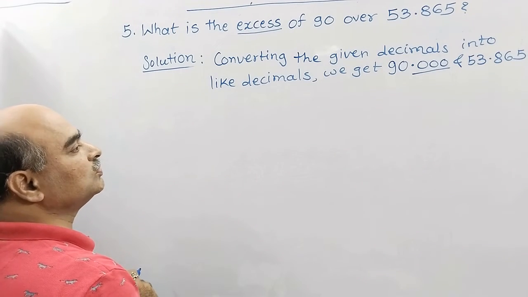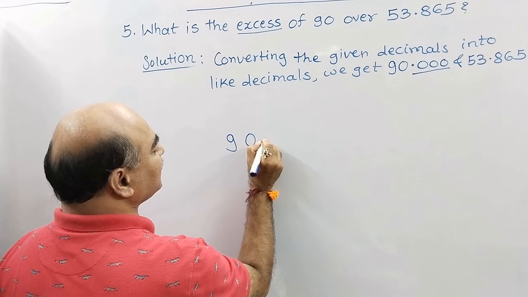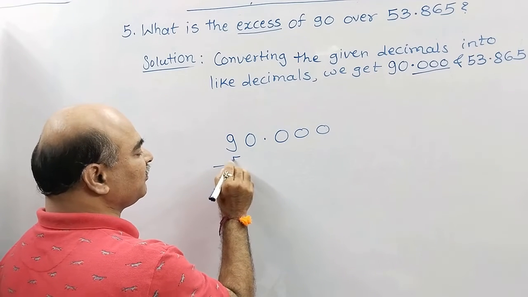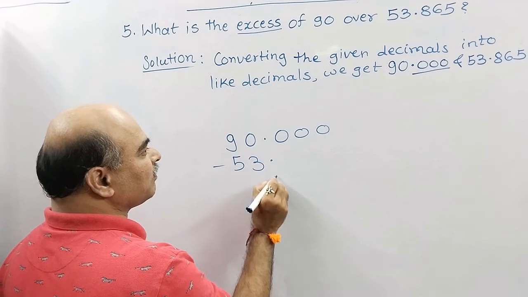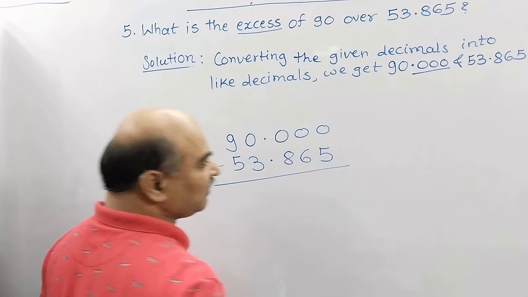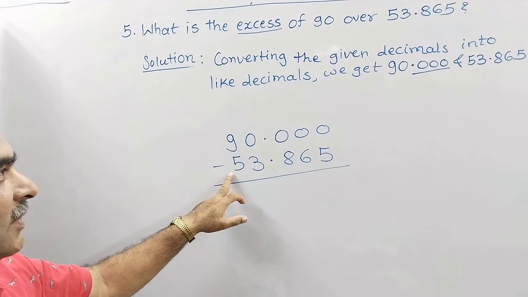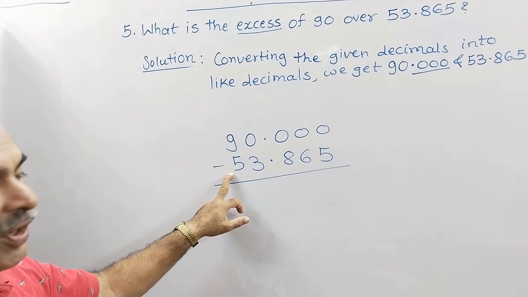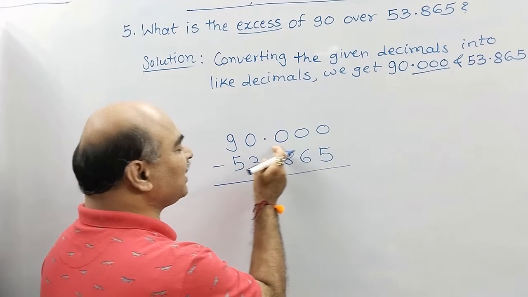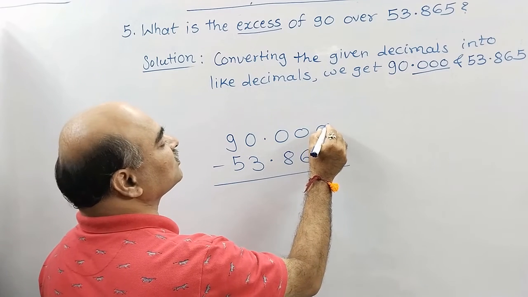So what do we have to do? We have to subtract 53.865 from 90. Then we get the excess of 90 over this number, 53.865. Serially we have 4 zeros. Okay, so what to do?